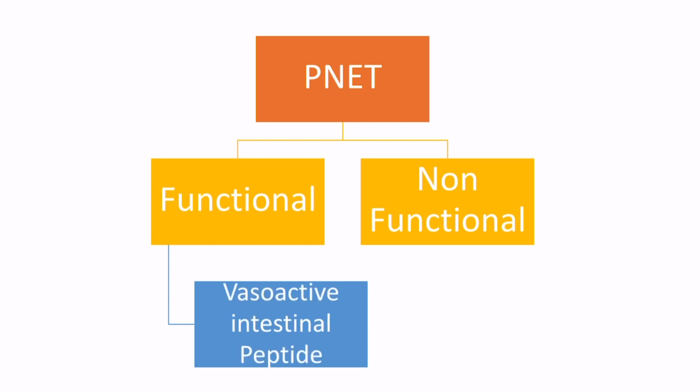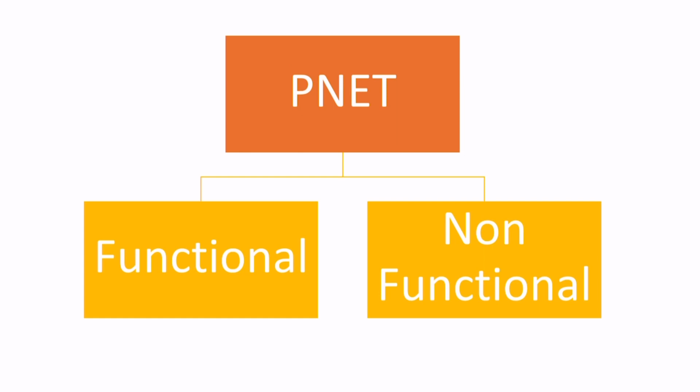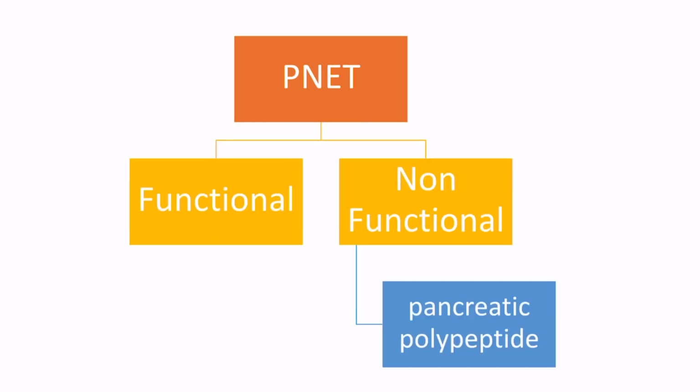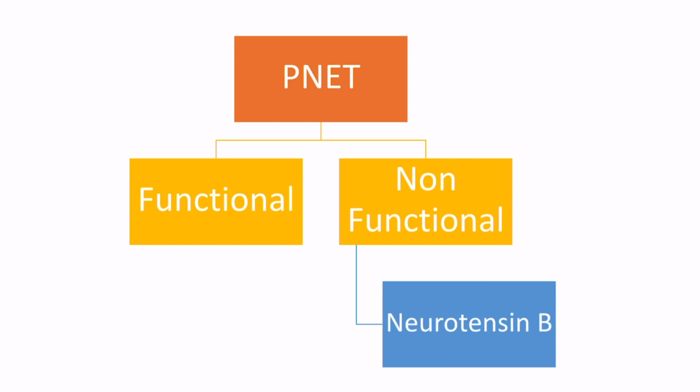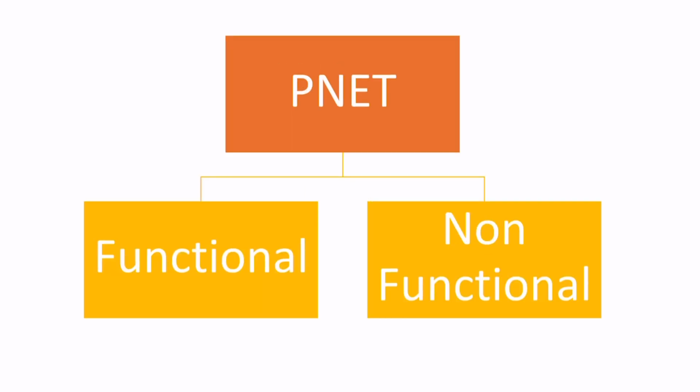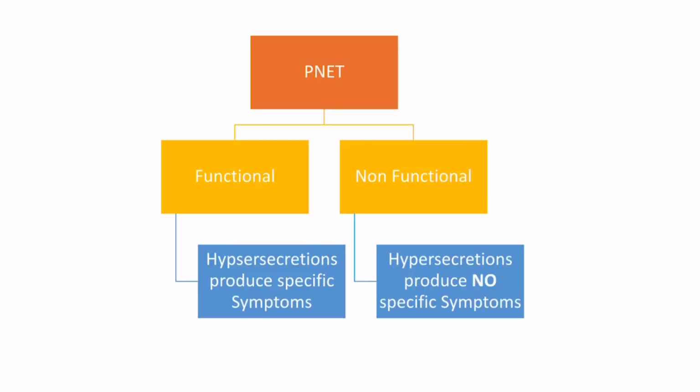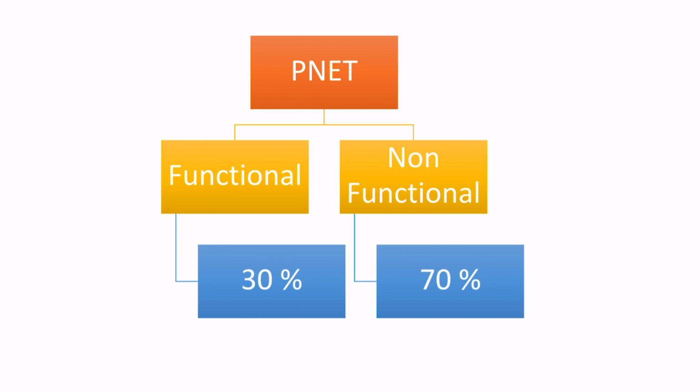However, non-functional tumors are not completely silent. They produce many peptides like pancreatic polypeptide, chromogranin A, ghrelin, neurotensin B, neuron-specific enolase. So what defines functional and non-functional tumors? Functional tumors produce secretions which produce specific symptoms like hypoglycemia by insulin secretion. Secretions by non-functional tumors do not produce any specific symptoms despite their increased circulating levels in blood.